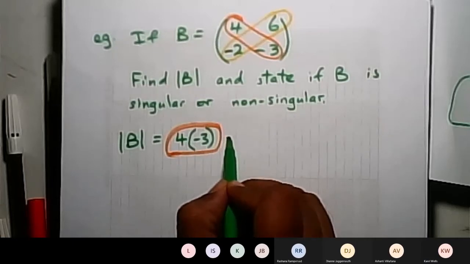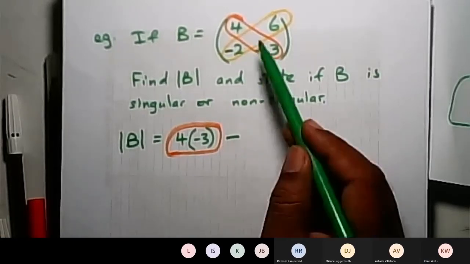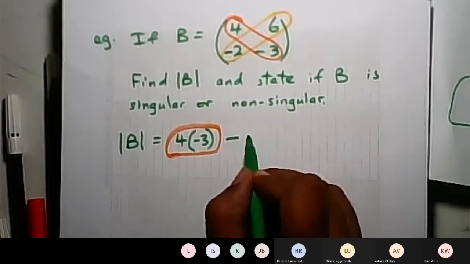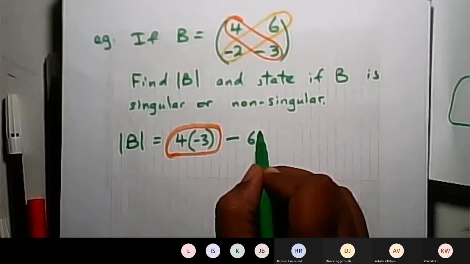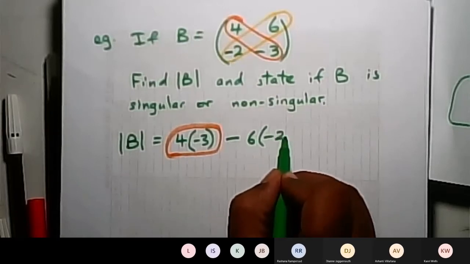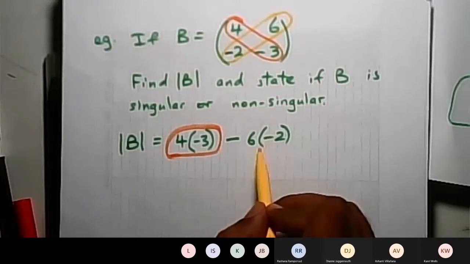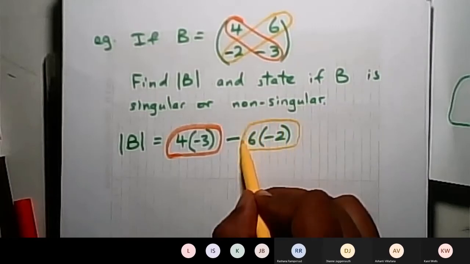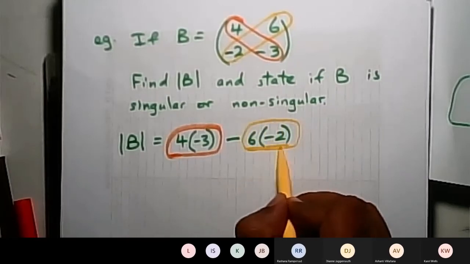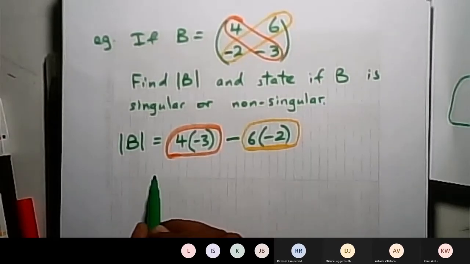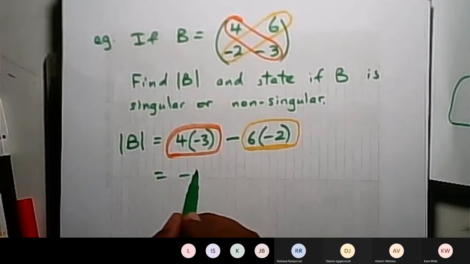Now you have to put a minus sign, and then the next diagonal you have to multiply. So it's a 6 times the -2. Or you could say -2 times 6, it doesn't matter. I like to say 6 times the -2. That's my second diagonal. Don't forget the formula. You have to memorize that formula. You can't expect CXC will not give you the formula for the determinant in an exam. You must memorize it. And so 4 times -3 is -12.